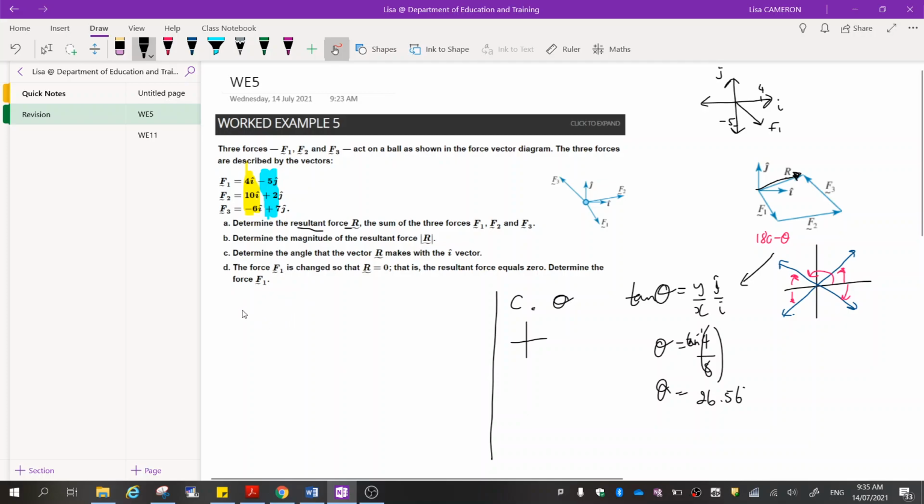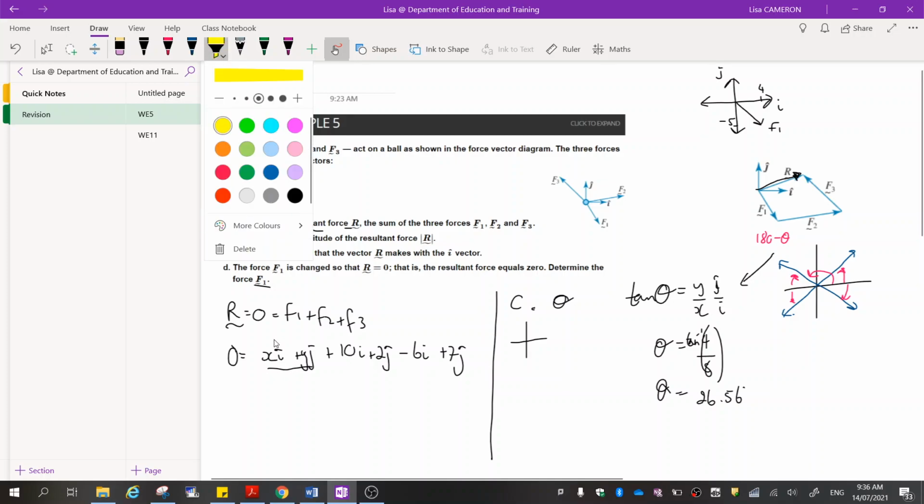Okay, so now we know that R equals 0. And R is F1 plus F2 plus F3. So 0 is equal to, now we're not sure what F1 is, so I'm going to write that as xi plus yj plus this next one, 10i plus 2j minus 6i plus 7j. Because we no longer know what F1 is, we've left it in its component form and we're going to work it out. So I'm going to do this by grouping together my like terms.